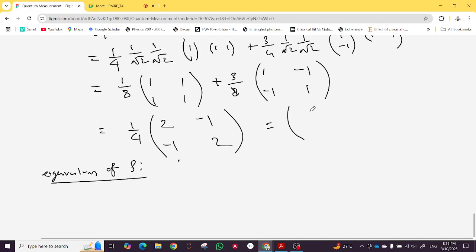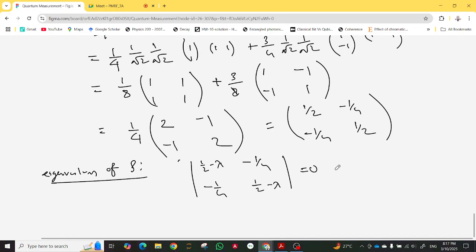So you write 1 by 2, minus 1 by 4, minus 1 by 4, 1 by 2. The determinant of (1 by 2 minus lambda), minus 1 by 4. Now if you solve, you will get lambda equals 1 by 4 and 3 by 4.